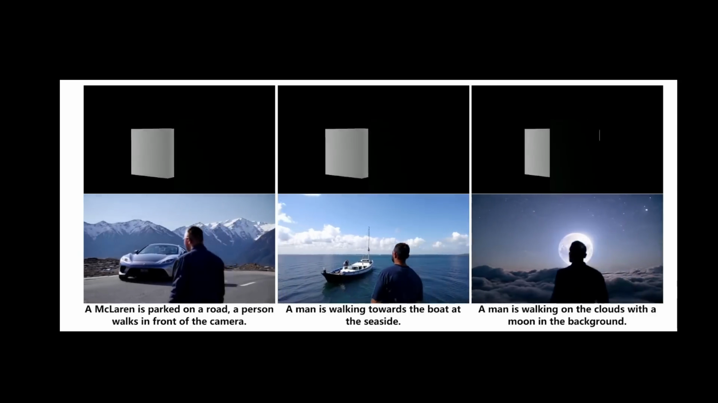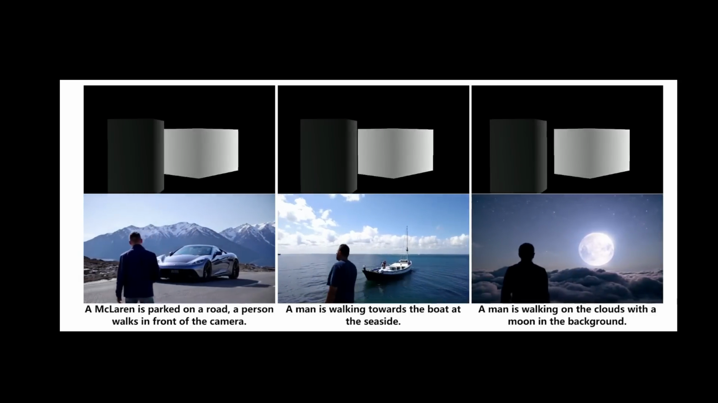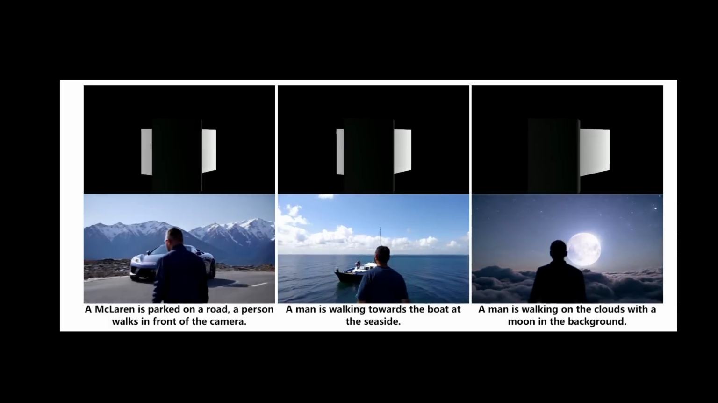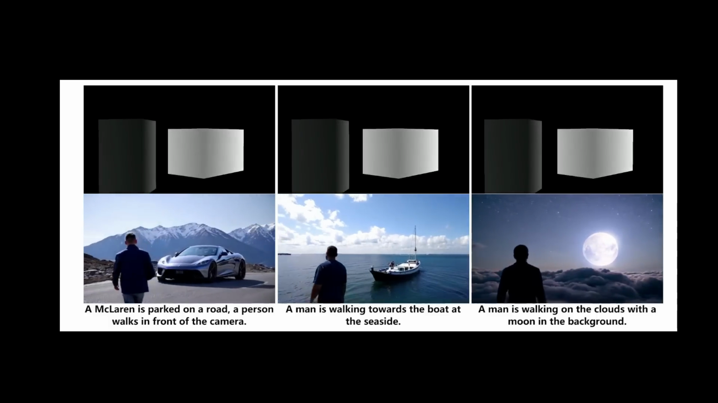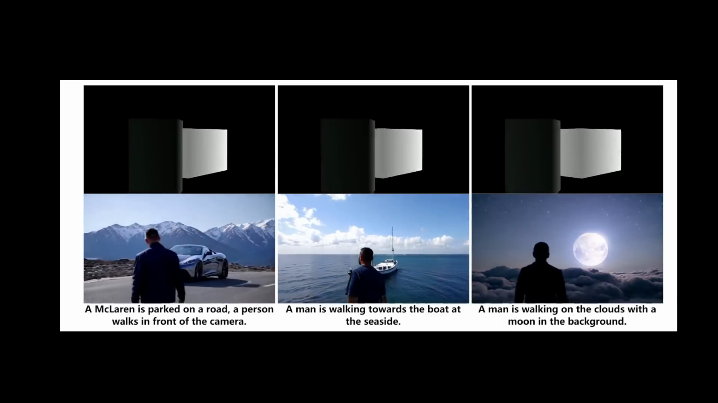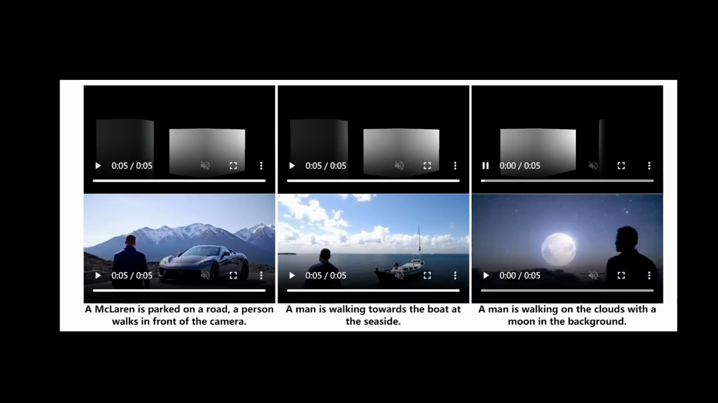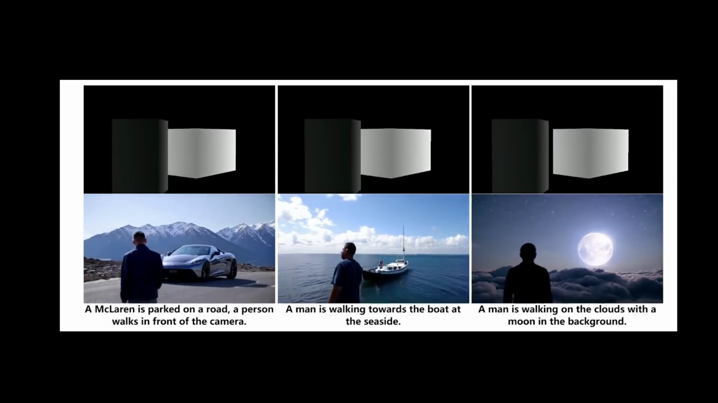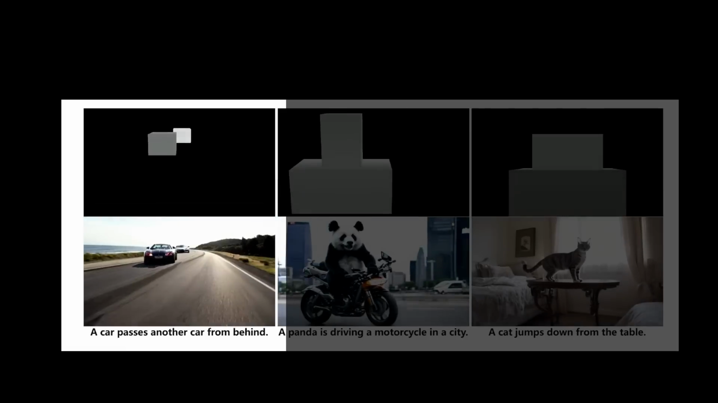And it doesn't just work with one object. You can manipulate multiple objects in a 3D space and then apply those motions to a video. So it doesn't matter if it's a man with a car or a man with a boat or a man looking at the moon. Notice how it's able to map the movements of the 3D objects perfectly to the final video.